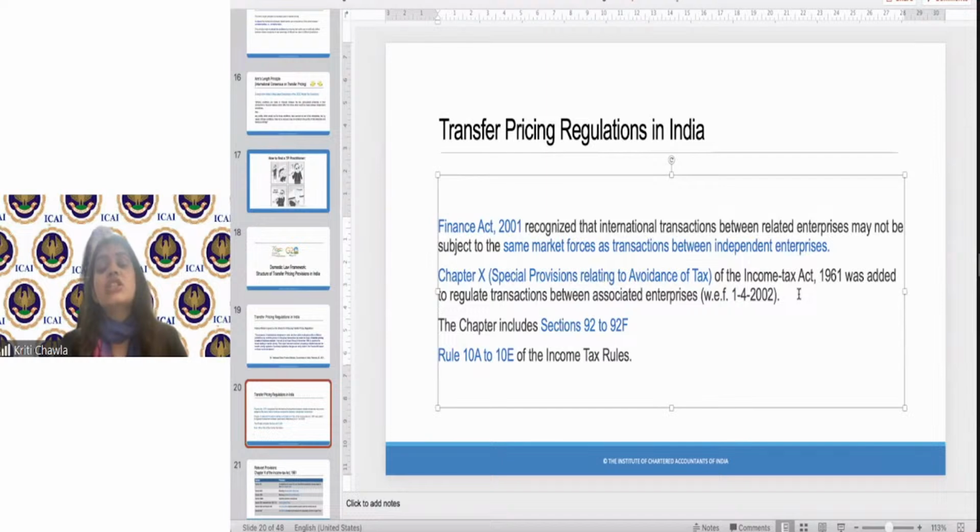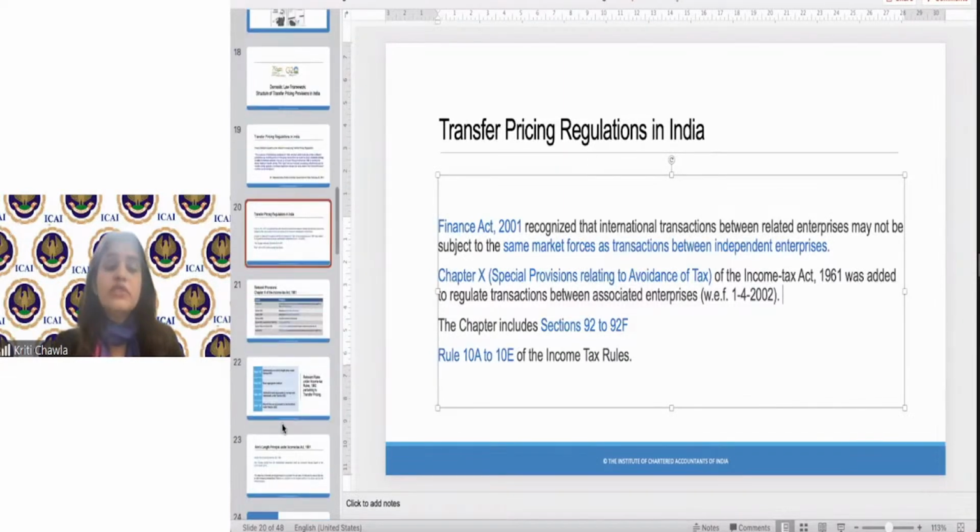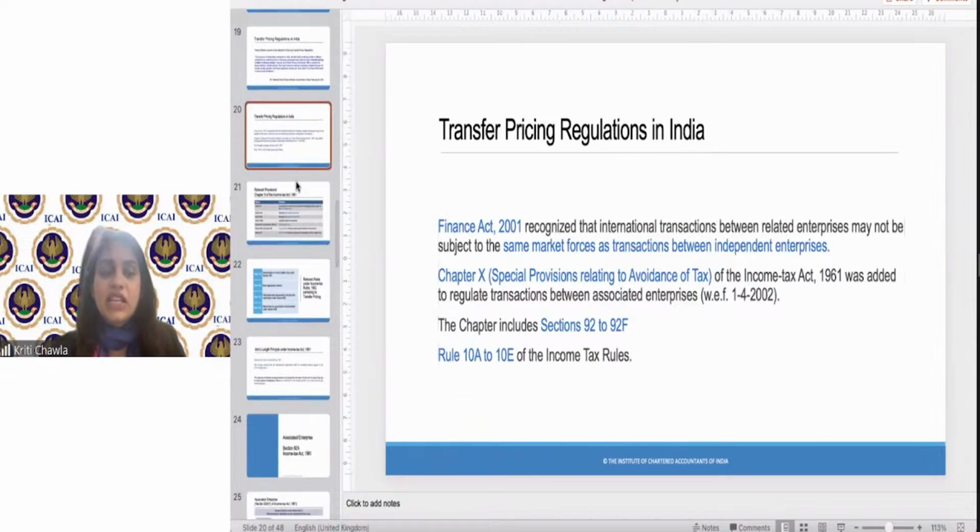If you look at the sections, this Chapter 10 contains sections from 92 to 92F, and the rules are Rule 10A to Rule 10AE of the Income Tax Rules. We will discuss all these sections one by one because they are very detailed. We'll be understanding them in a detailed manner. I'm going to take all the sections and all the rules one by one. What I've done is summarize the rules and the sections out here.